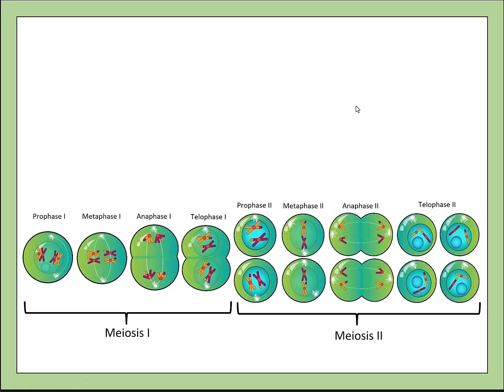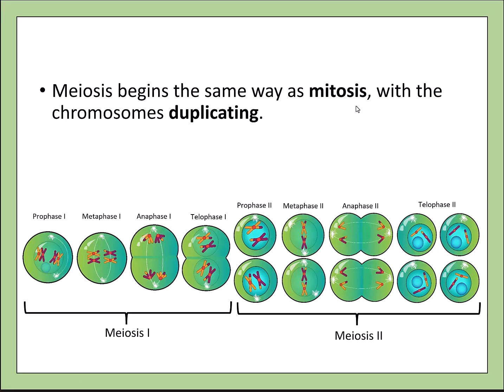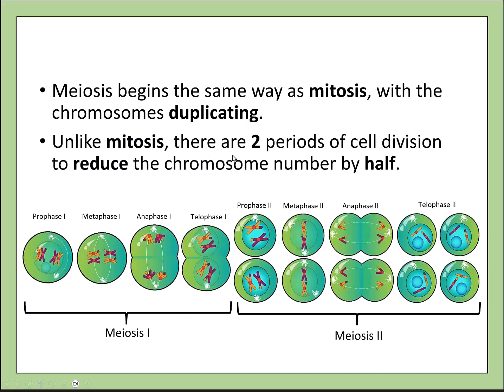So in order to reduce that chromosome number, meiosis is going to begin the same way as mitosis, with chromosomes duplicating. We just saw that in the tetrads. The chromosomes are going to duplicate and be joined at the centromere here. And they are going to line up and separate in meiosis 1, which is the first half of this process. There is going to be another period of cell division. So unlike mitosis, there are 2 periods of cell division, and that reduces the chromosome number by half.